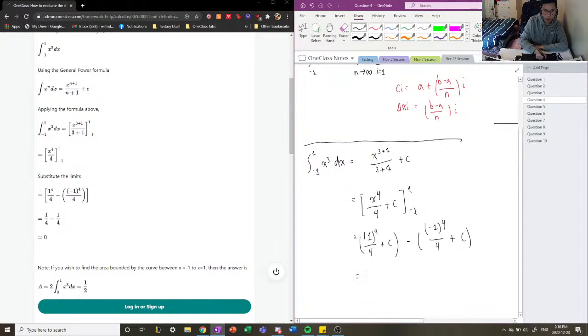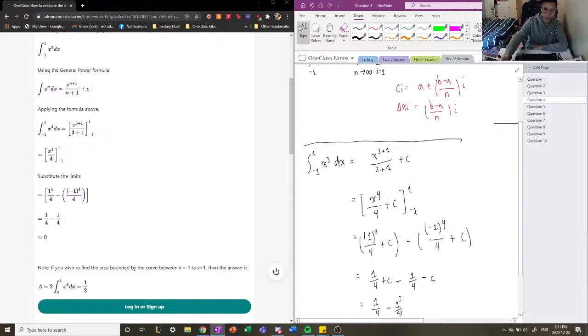All right, so if we were to calculate this, we would see here that we have 1 over 4 plus c minus, so the -1 to the power of 4 is -1 times -1 times -1 times -1, so it's +1, so it's 1 over 4 plus, or minus c. So we see here that the c's cancel out. So that's why you don't need to include a c with a definite integral, because your assumed constant will cancel out. And all we have left is 1 over 4 minus 1 over 4.